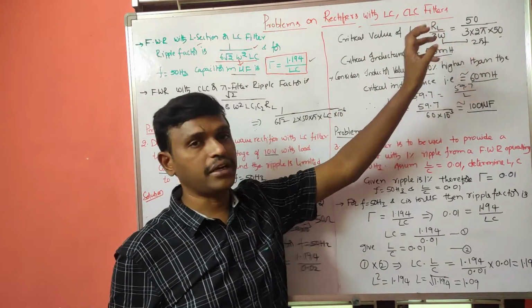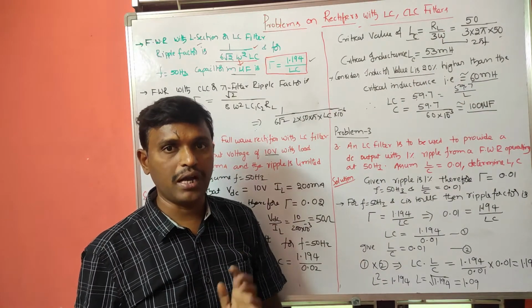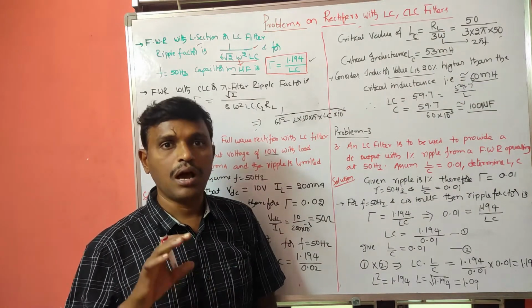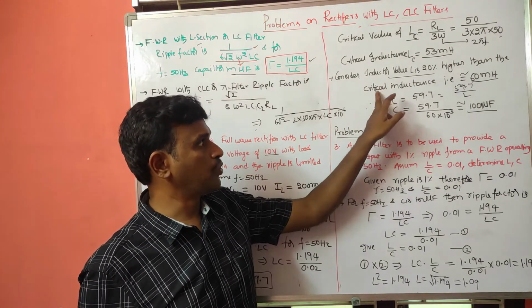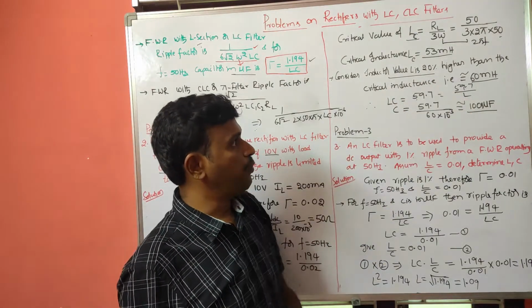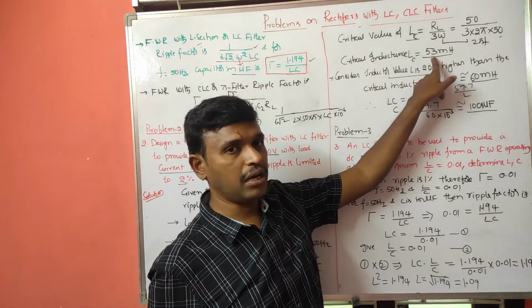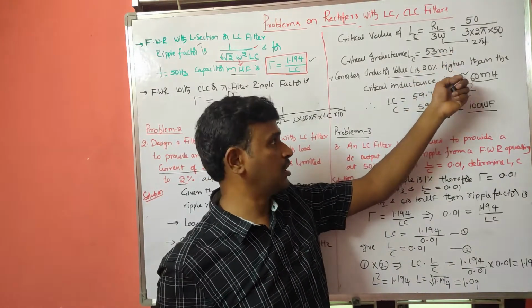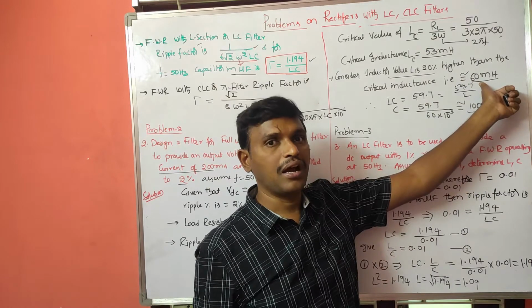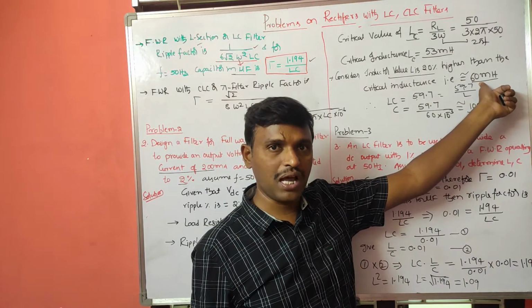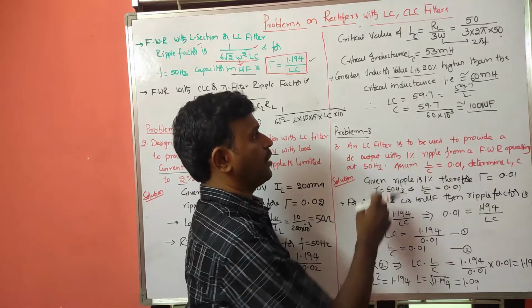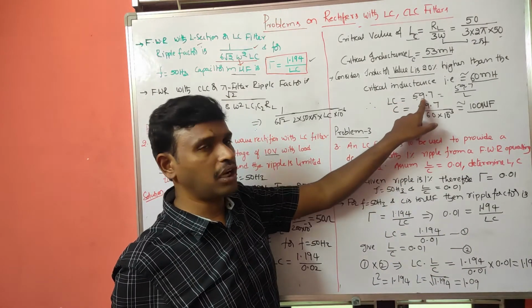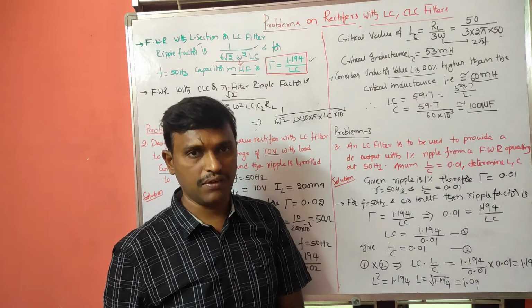So I have calculated the critical inductance value, and I will consider the actual inductance 20% higher than the critical inductance. The critical inductance we have is 53 millihenry. So I'll consider that 20% approximately, and I am considering that the actual inductance value L is equal to 60 millihenry. So if you know that LC is equal to 59.7, you can calculate the C value.